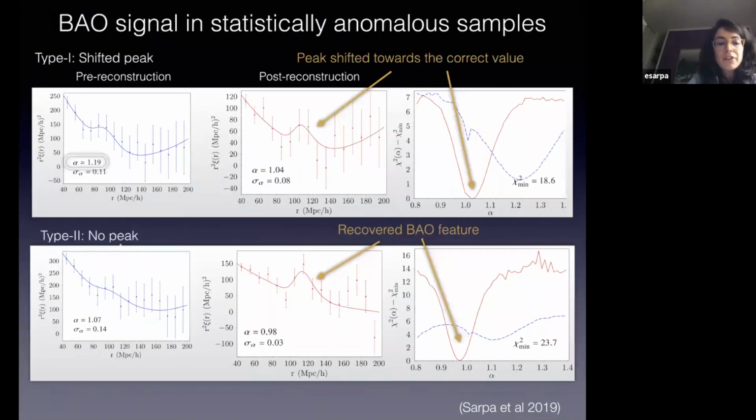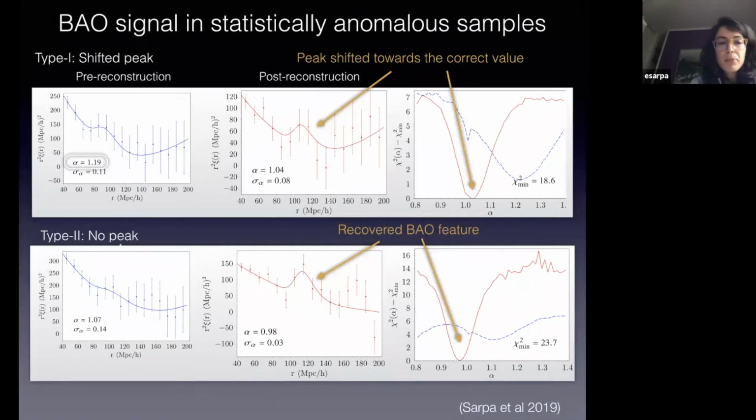After computing the mean correlation function of all the samples, we also looked at the correlation function estimated from a single realization. An important feature we discovered is that eFAM was particularly efficient in recovering the BAO signal in what we call the anomalous samples. We can have two types of anomalous samples. The first type are the peaks for which the BAO signal appears on a wrong scale, so it is shifted with respect to the expected position. Here, the shift is represented by the difference of the alpha parameter from unity.